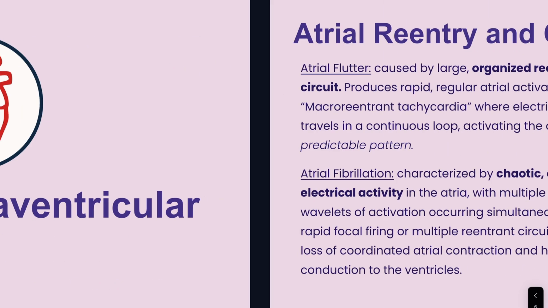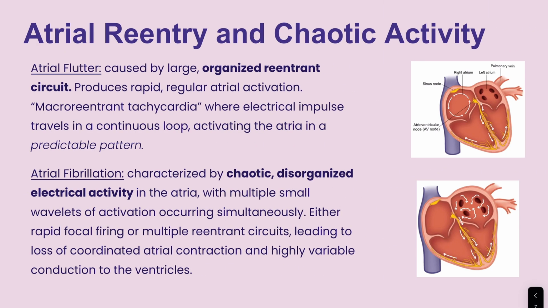All right, atrial flutter and fibrillation. Let's first talk about reentry versus chaotic activity. So atrial flutter is caused by a large, organized reentrant circuit, which produces rapid and regular atrial activation. This is also called macro reentrant tachycardia, where electrical impulses travel in a continuous loop, activating the atria in a predictable pattern. It's very, very important here.